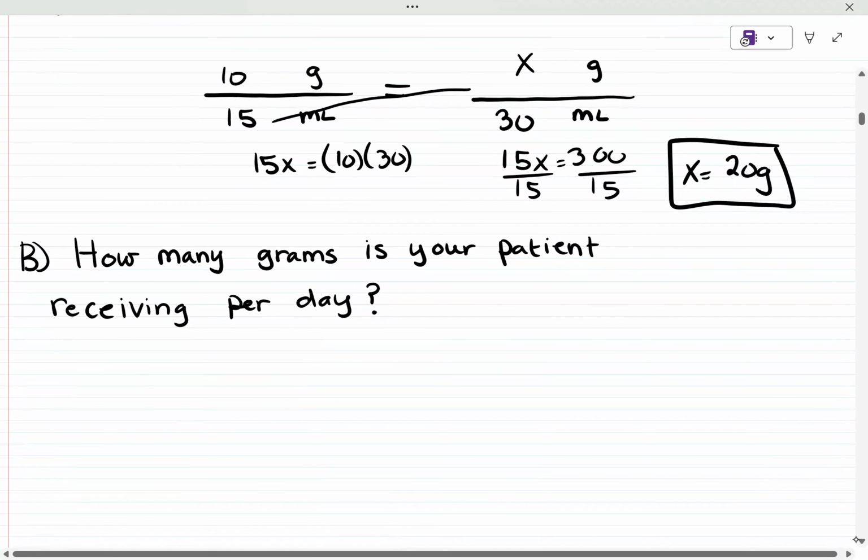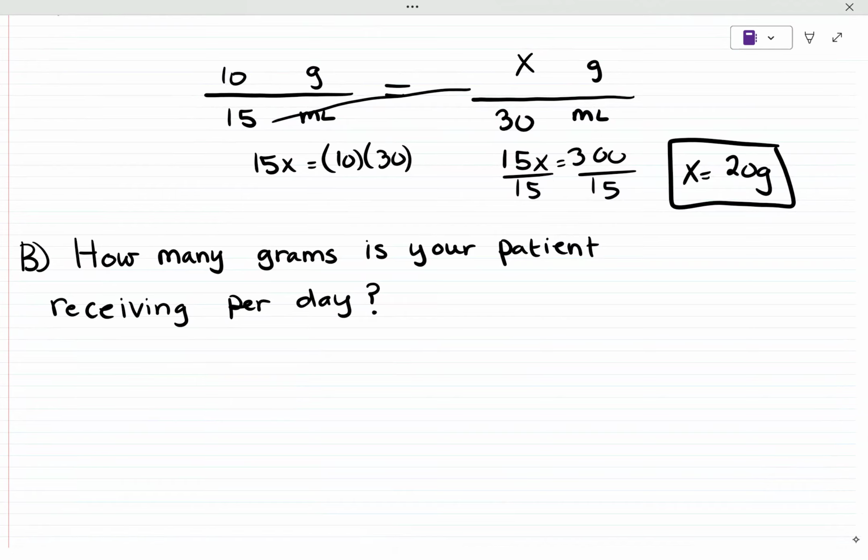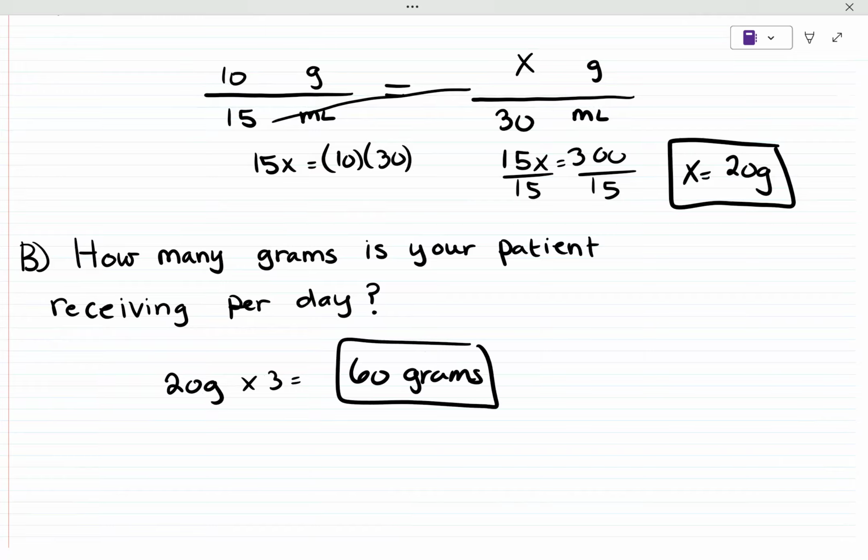Part B, how many grams is your patient receiving per day? So per day, it was given 3 times a day. TID stands for 3 times a day. So we have 20 grams times 3. So that's going to be 60 grams, a total of 60 grams a day. Okay.